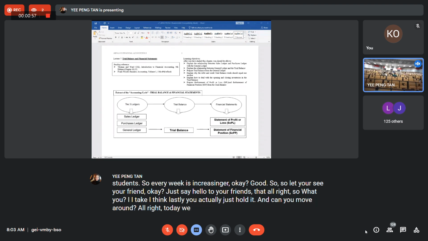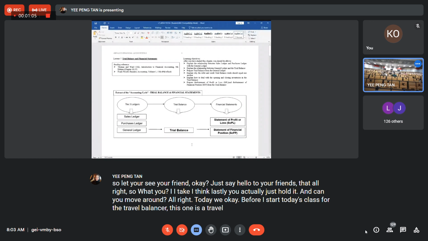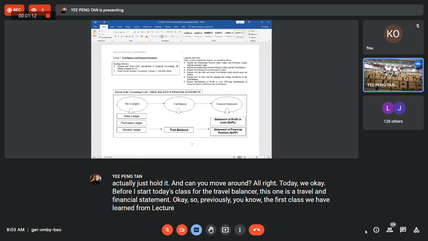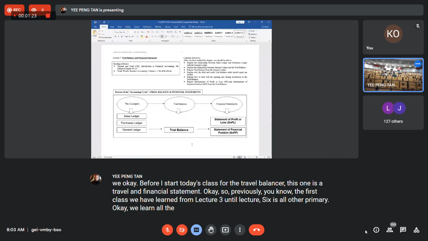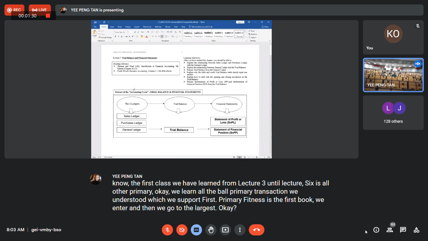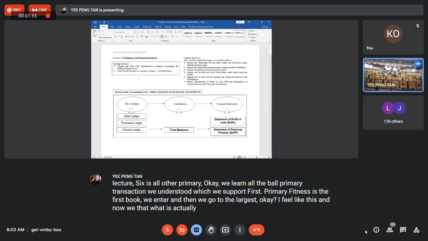Today, before I start today's class, this one is the trial balance and financial statement. Previously, we learned from lecture 3 until lecture 6, which are all the books of prime entry. That means every transaction we enter into the book of prime entry first, which is the first book we enter, and then we go to the ledgers. After the ledgers, which were episodes 1 and 2, now we go for episode 3.